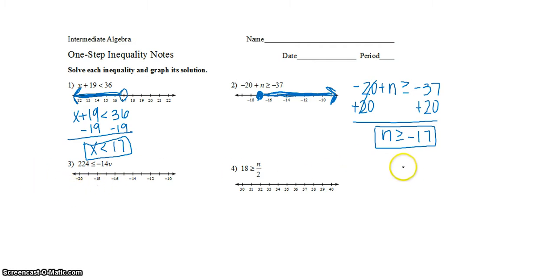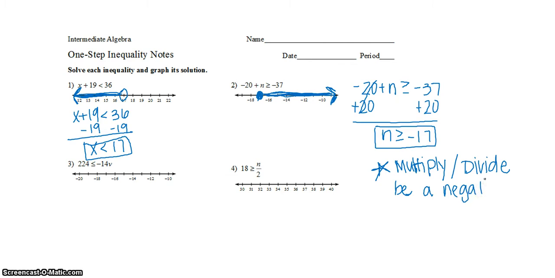When you are multiplying or dividing, there's a little rule you need to know. Okay, if you multiply or divide by a negative number, you flip your sign. Flip your sign.